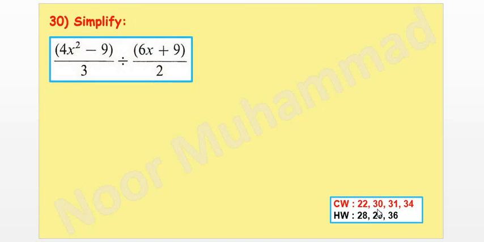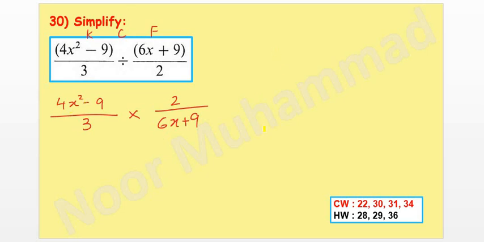So here is the next question. Now check. First of all, write it out, because it's a division problem. So keep, change and flip. So keep 4x squared minus 9 over 3, then change the sign and flip the next fraction, 6x plus 9. Now see, what can you factorize?